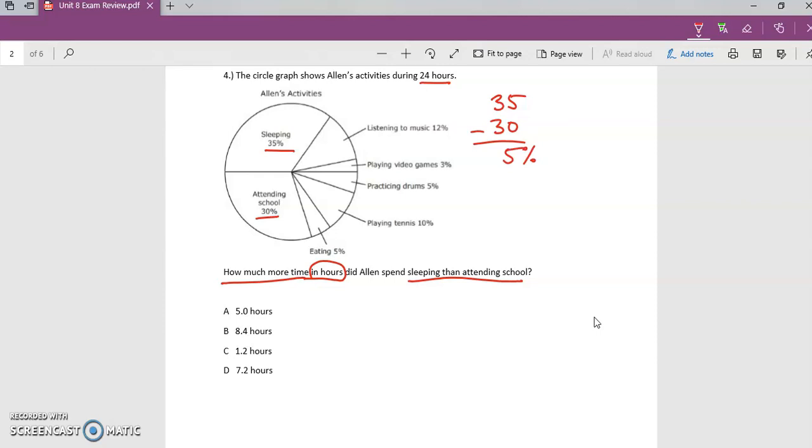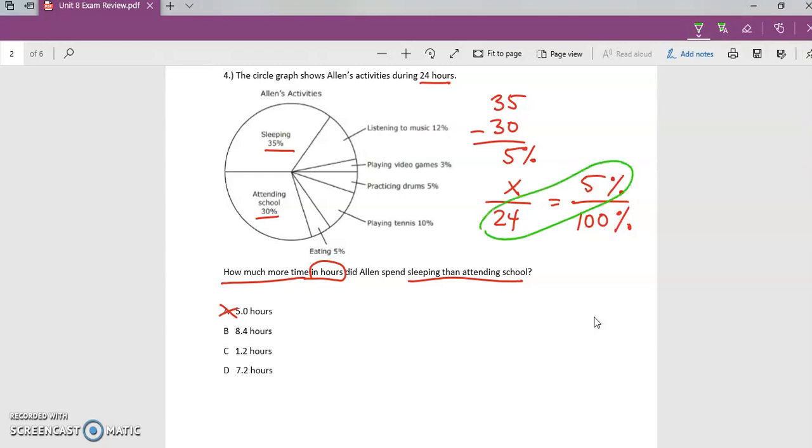But that's not the number of hours that I'm looking for. That's just the percentage. So this, again, is not going to be my correct answer, even though it's obvious. So then I say, okay, now I know that it's 5% out of 100%, but I need to figure out how many hours it is out of the 24 hours in the day. So again, I can cross multiply and divide.